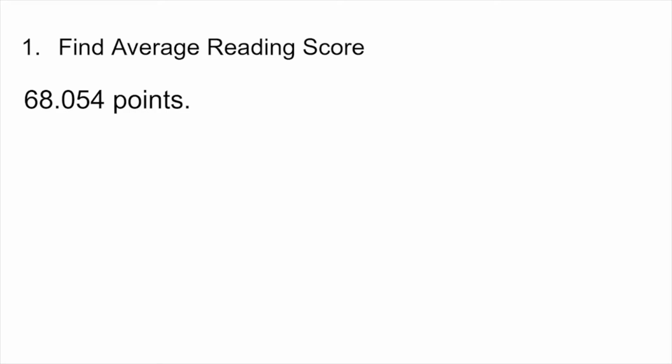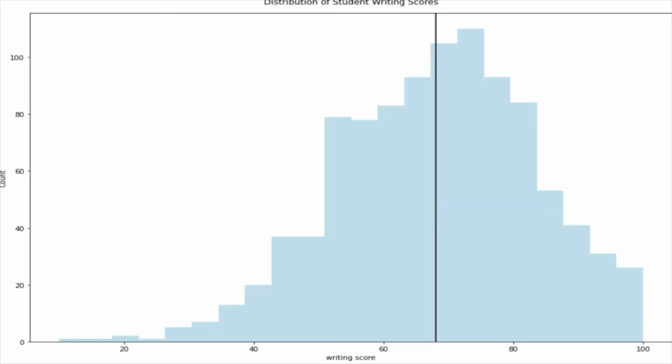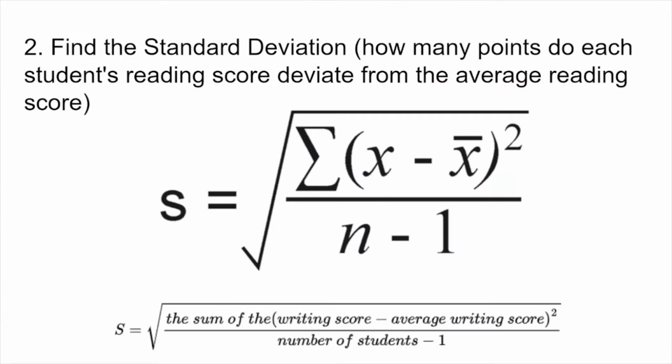So the first thing to do is to find the average score. You would do that by adding up all the scores and dividing by the number of scores, which is 1,000 in this case. I wouldn't recommend doing it manually. I would use Python or Excel, and I used Python for this. So this is the average plotted in the distribution. The average line is what you can see in the plot right here.